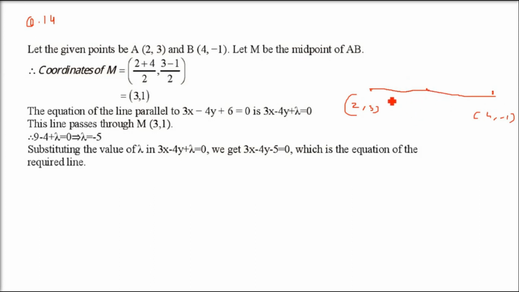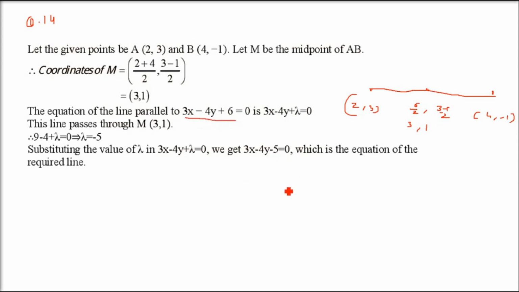So the midpoint will be (2 plus 4) by 2 and (3 plus minus 1) by 2. So 2 plus 4 by 2 will be 6 by 2, and 3 minus 1 by 2, that is 2 by 2. 6 by 2 is 3 and 2 by 2 is 1. So (3, 1) is the middle point. That is the point in between.